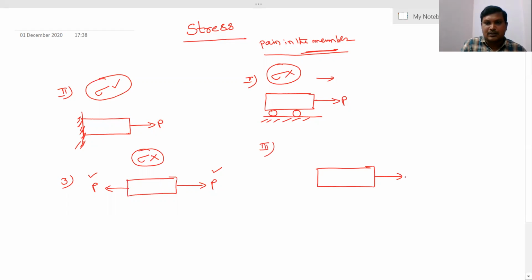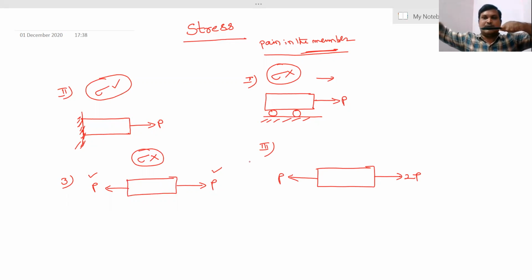So I'm applying the force on the right side with 2P, and on the left side I'm applying a tensile force with P. Tensile is nothing but pulling in nature, compressive is nothing but pushing in nature. When the load is applied away from the member, it is called a tensile force; when the force is applied towards the member, it is called a compressive force.